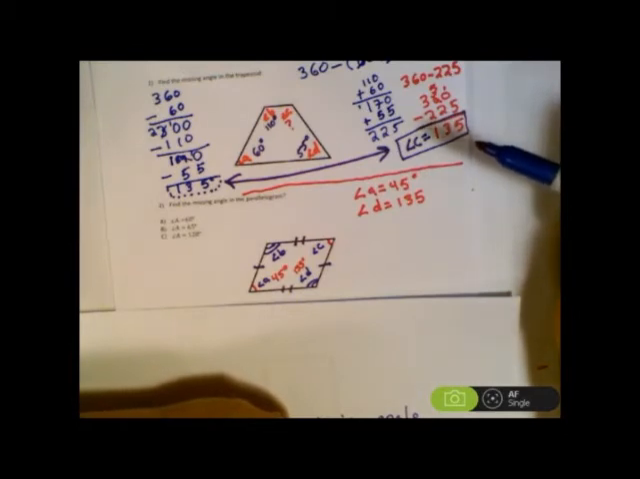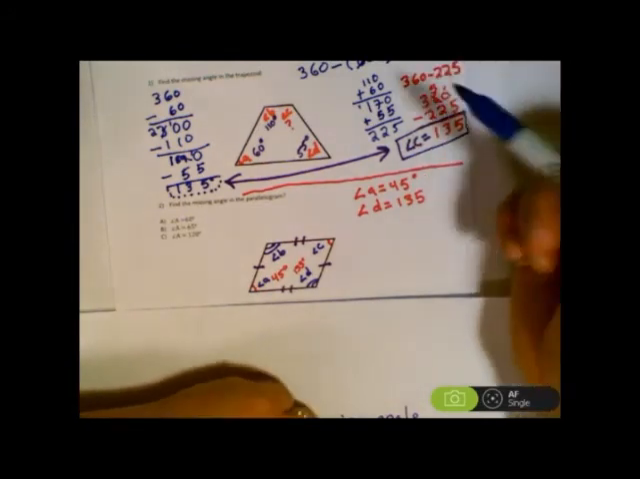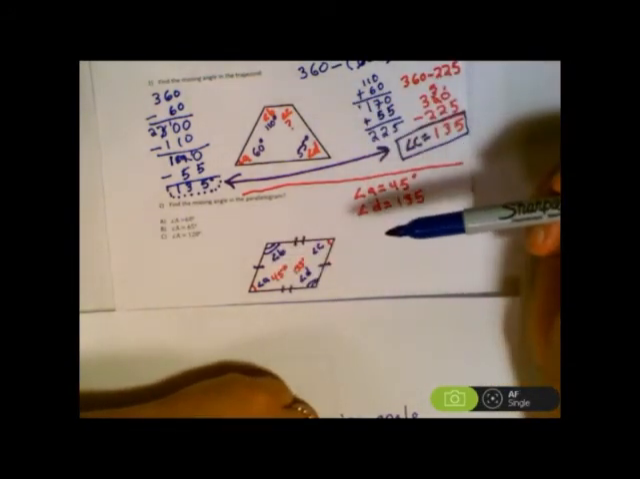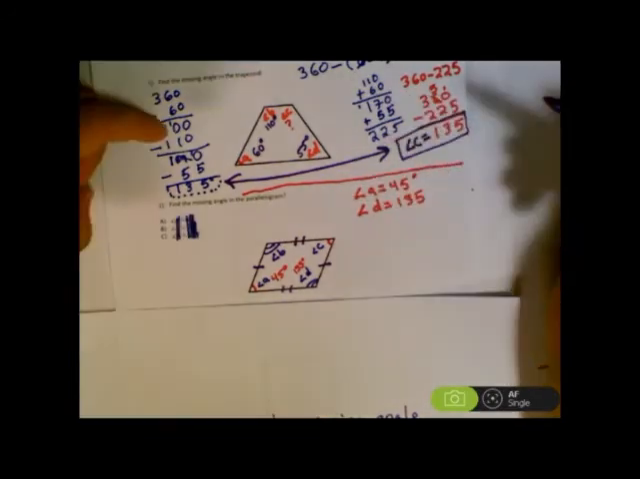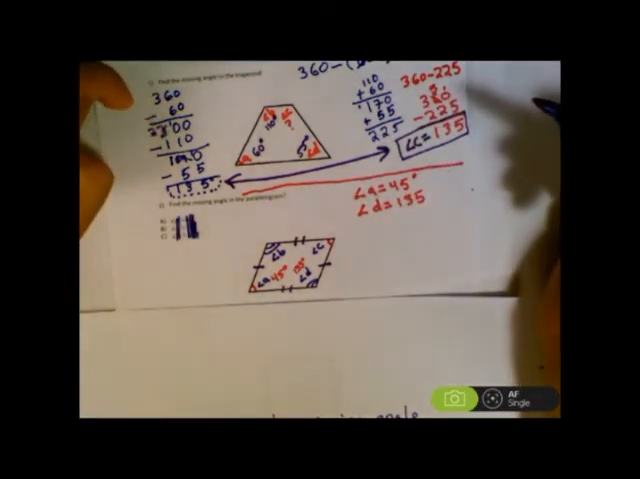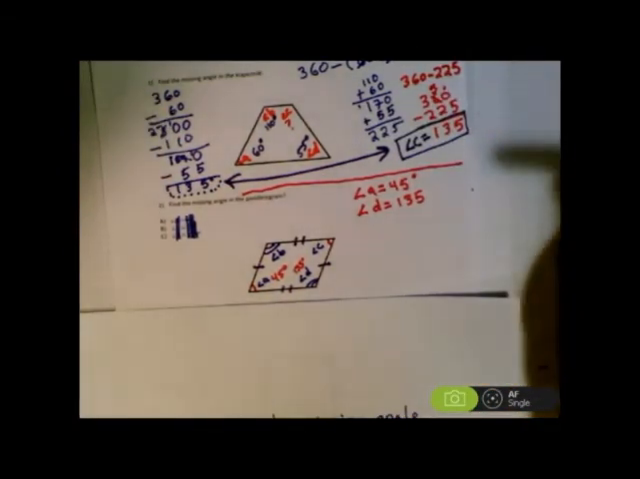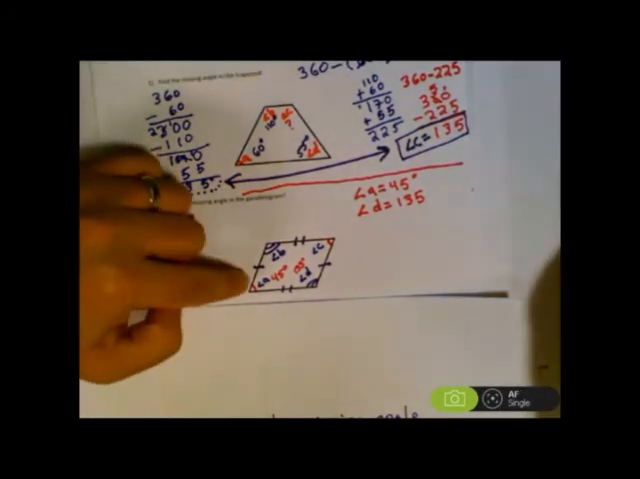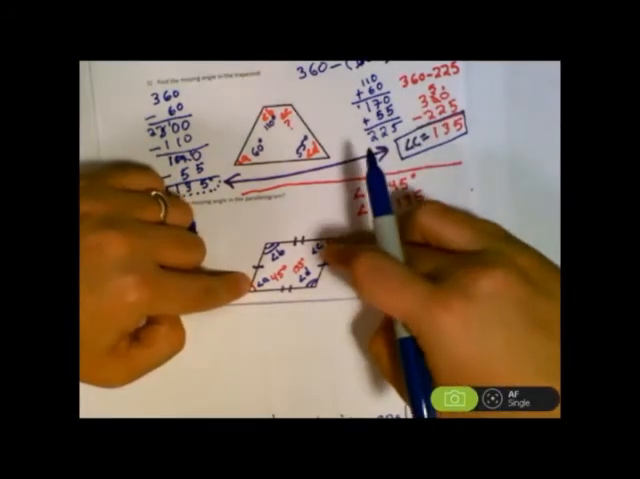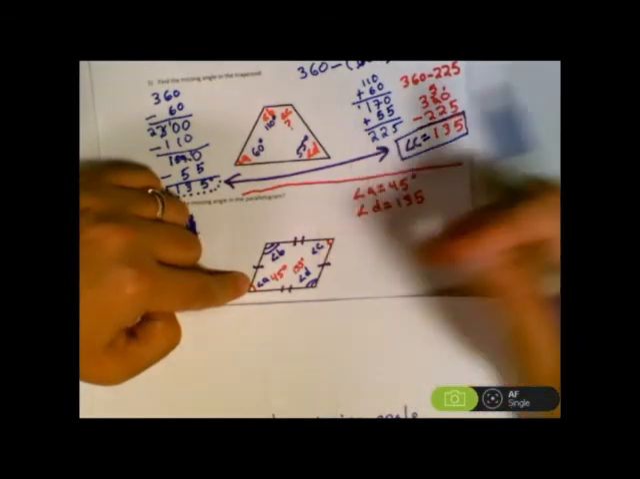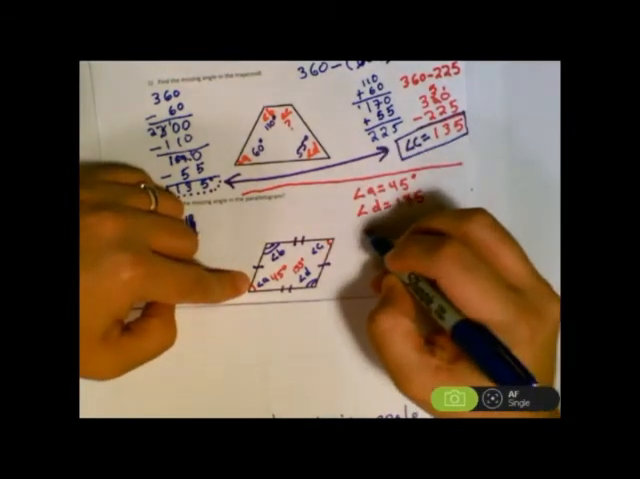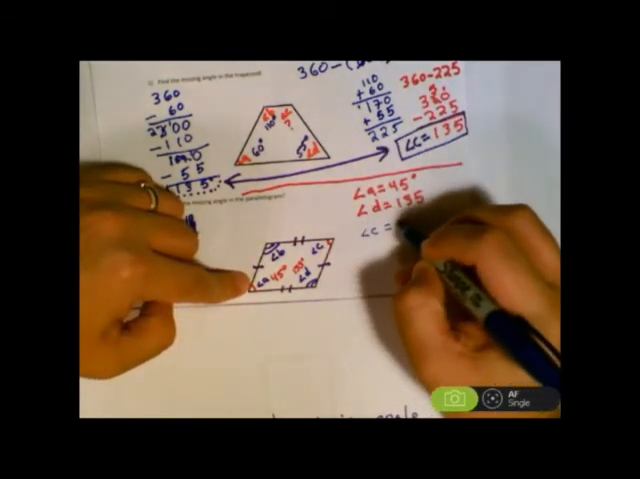Okay, remember that special thing about the quadrilaterals that are parallelograms? The opposite angles are equal to each other. Okay, so let's say I want to know the measure of angle C. What is the measure of angle C? If you remember the special thing about the parallelogram, the opposite angles are equal to each other. They're congruent. So if I know angle A, I'm going to know angle C. So what is angle C? Angle C is going to be 45 degrees.